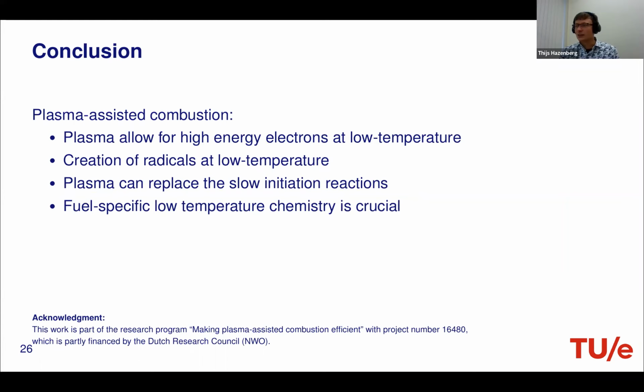To conclude this webinar, the plasma allows for the creation of high energy electrons at low temperature. These high energy electrons allow for the creation of radicals at temperatures that you would normally not see in conventional combustion. These reactions can then replace slow initiation reactions, and in the case that you're interested in ignition, can significantly reduce ignition delay.